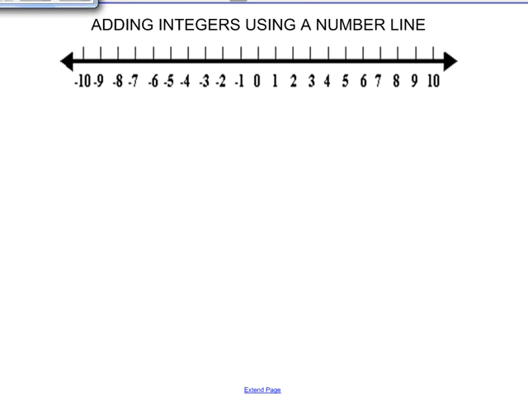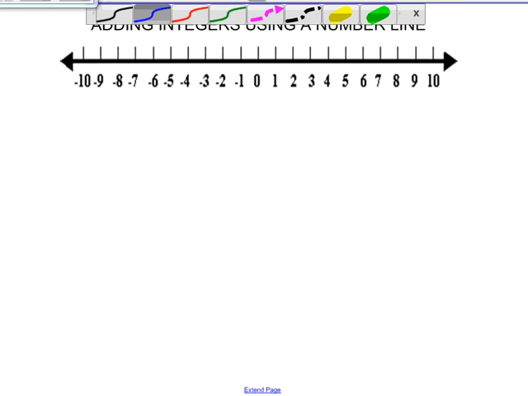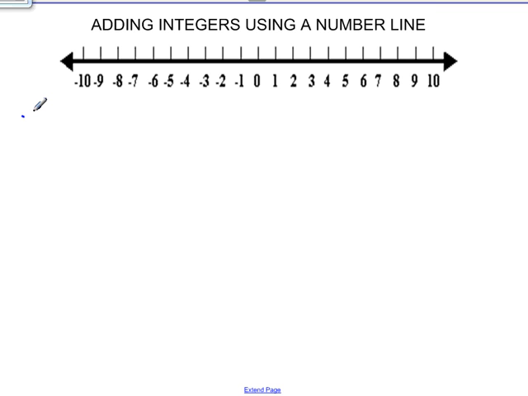Okay, so this is just a video to review how to add integers using a number line. The number line is on the screen here, and let's just go through some examples. For example, if I had 2 plus -5. Sometimes you see it with brackets, sometimes you don't, so don't worry about whether it has brackets or not.